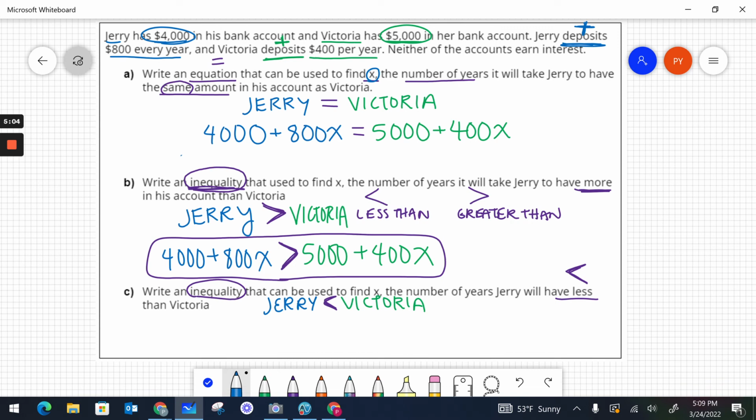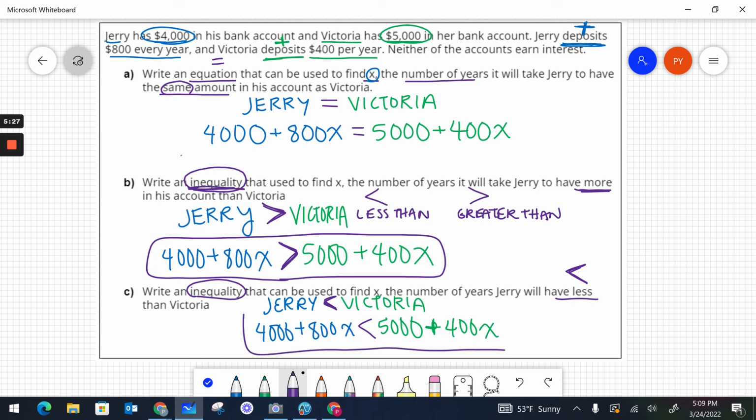So Jerry's amount represented by $4,000 that he starts with plus the $800 that he adds every year. All of that is less than Victoria's amount, which is represented by $5,000 she starts with plus the $400 that she adds every year. And here's my final inequality for that.